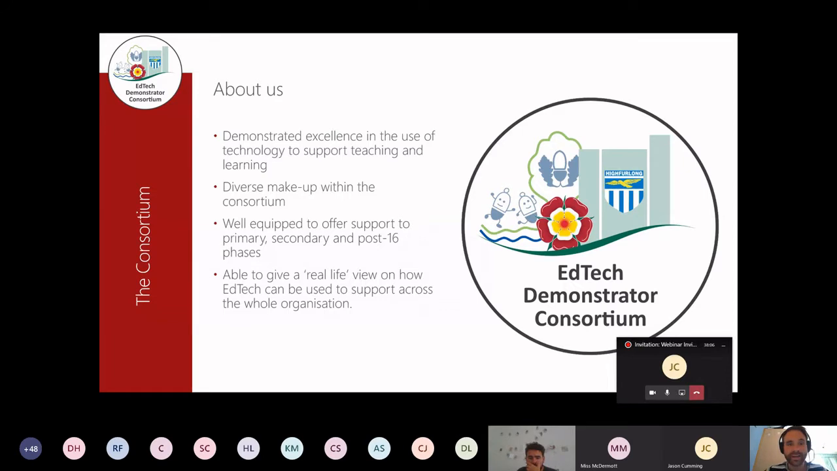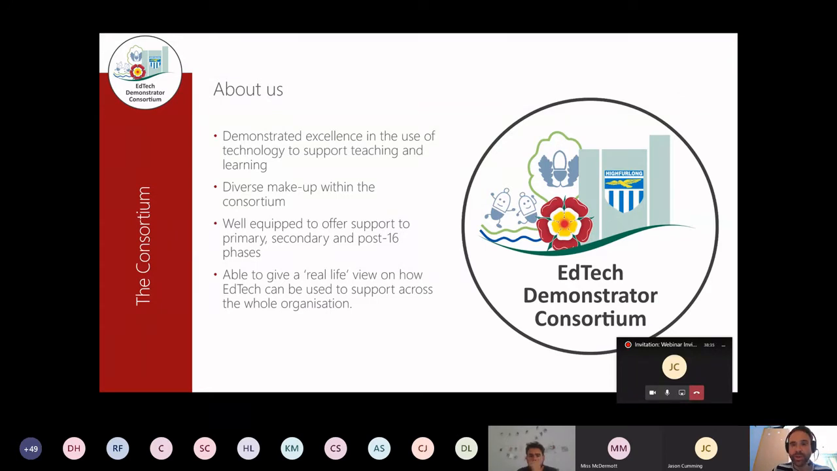What we aim to do is ensure that we can equip primary, secondary and post-16 education with the skills that they need to be able to provide a 21st century education, using a variety of different platforms to engage and support their pupils. And not just that, we like to give a real say on how technology can be used.